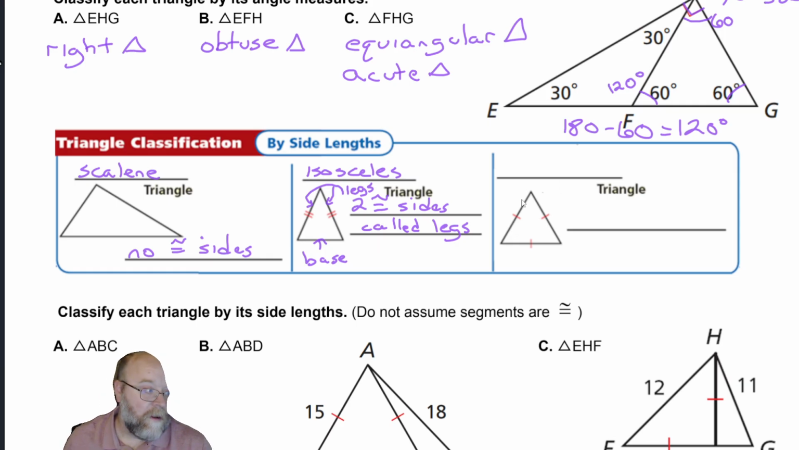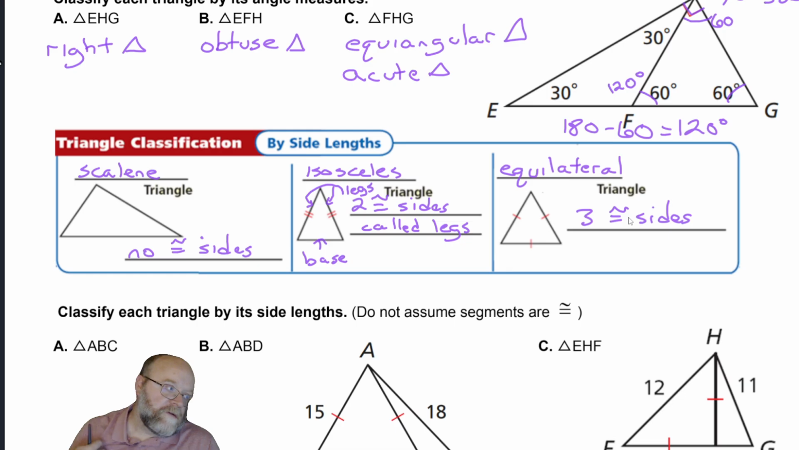This one has all congruent sides. Do you know what this one's called? All together, class. Equilateral. Good job. It's an equilateral triangle. It has three congruent sides. Okay, so we're just classifying by size. So classified by angles or classifying by sides.